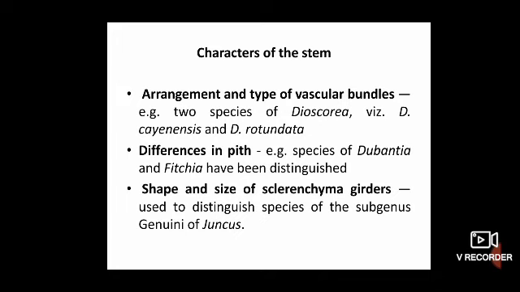The characters of stem: arrangement and type of vascular bundles. I already showed you the pictures of the two species of Dioscorea, that is Dioscorea cayenensis and Dioscorea rotundata. Differences in the pith are seen in species of Dubantia and Ficcia, which have been distinguished. The shape and size of sclerenchyma girders, used to distinguish species of the subgenus Genuini of Juncus.